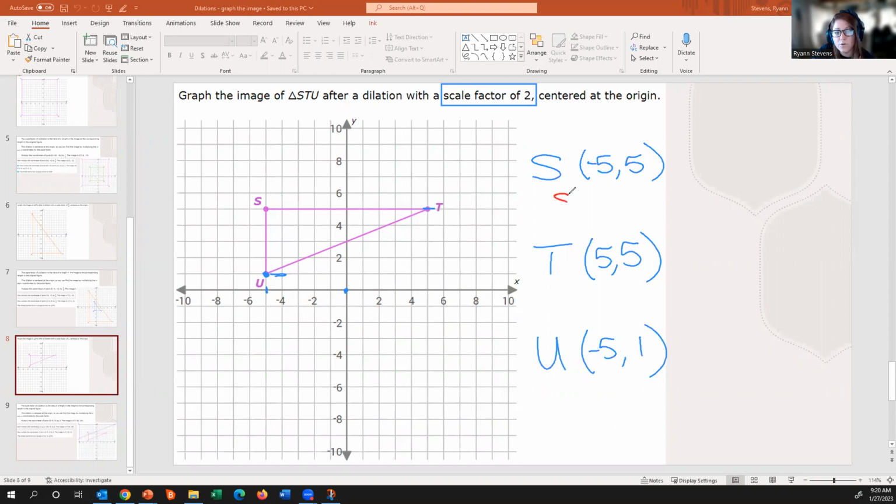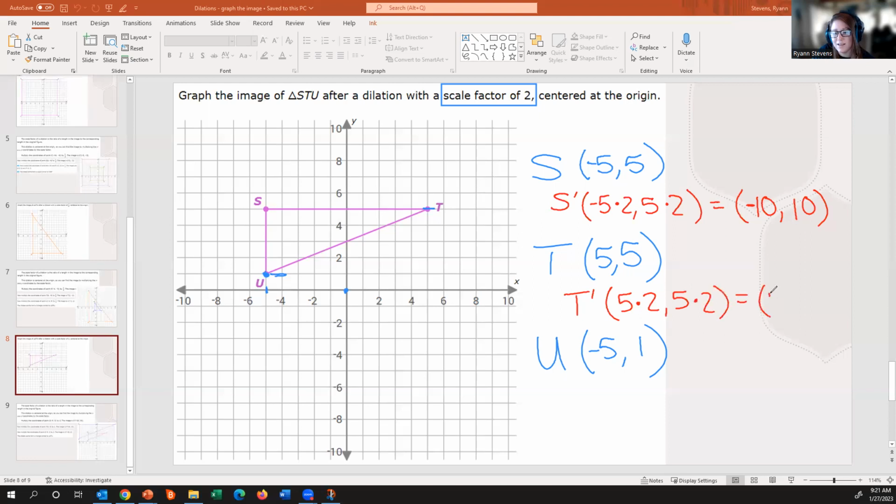And so we need to go through each of these ordered pairs and multiply them, -5 times 2 and +5 times 2, which would give us -5 times the +2. The signs are different, so the answer is negative, and 5 times 2 is 10. And then +5 times +2 would give us a +10. And then T, we're going to do the same thing, 5 times 2 and 5 times 2, which would give us a new point of 10 and 10.